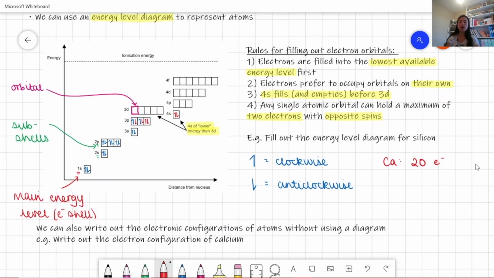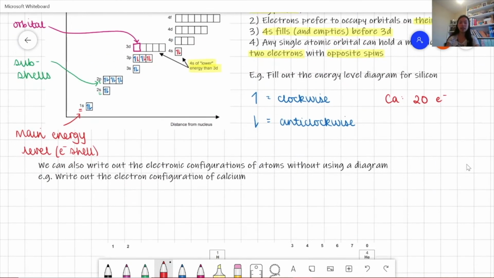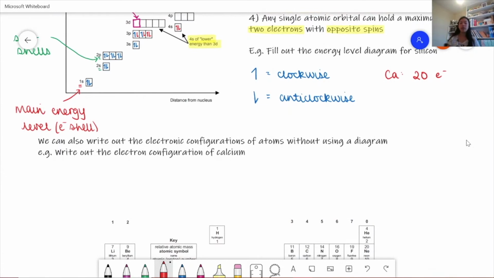And we can also write out the electron configurations of atoms without using a diagram, so a shorthand method. For example, we're going to look at how to write out the electron configuration of calcium. Calcium we've just seen, and we've just drawn the energy level diagram. And so we can just take that and convert it into a shorthand way of writing it. So we have 2 electrons in the 1s orbital. And so what we do is we have 1s, and then we put in a 2, which just indicates that we have 2 electrons in that orbital.